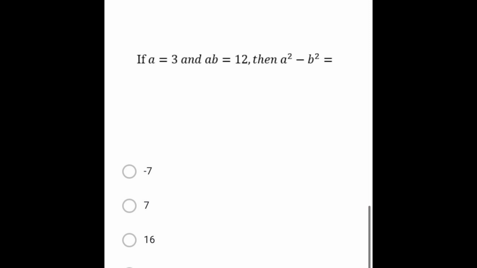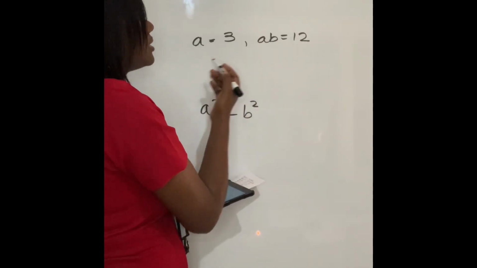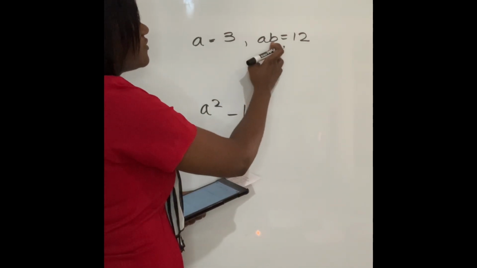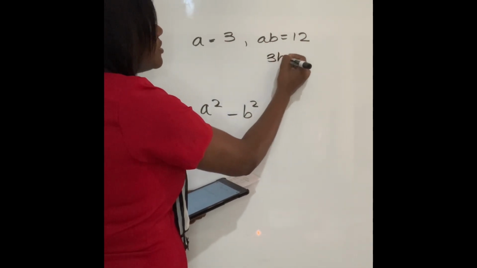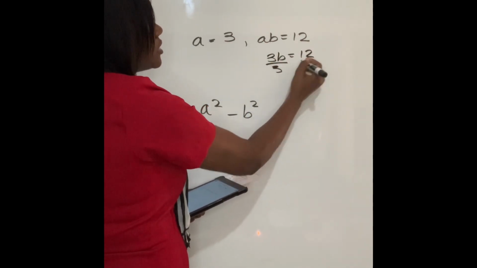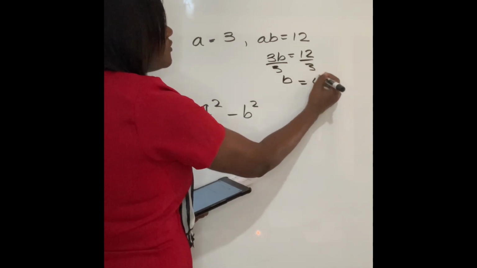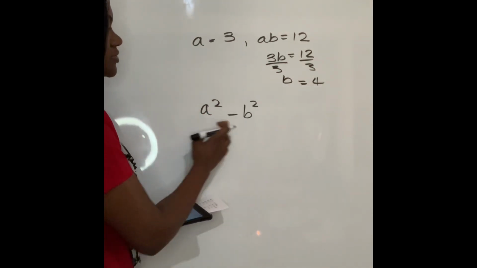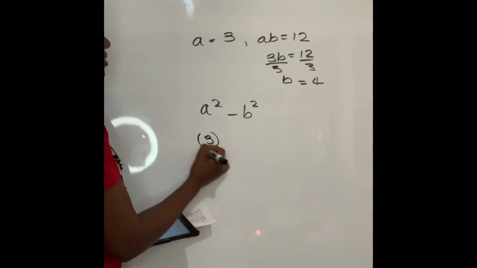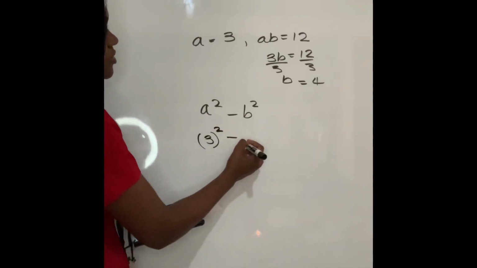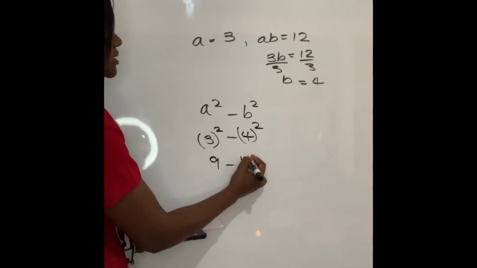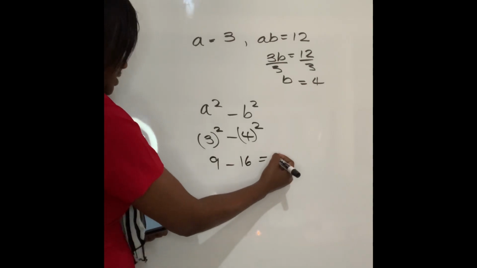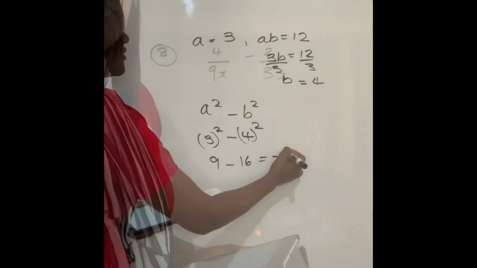Question 7, it says if A equals 3 and AB equals 12, then A squared minus B squared equals. Firstly, by looking at this, we can see that A equals 3, AB equals 12. First, we need to find the value of B, which we know A is already 3. So it's going to be 3B equals 12. Therefore, B is equal to 4. So of course, by substitution, A is going to be 3, A squared is going to be 3 squared minus B squared, which is 4 squared, which is of course 9 minus 16, which is negative 7.